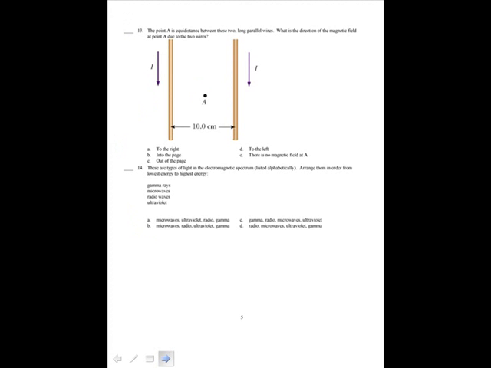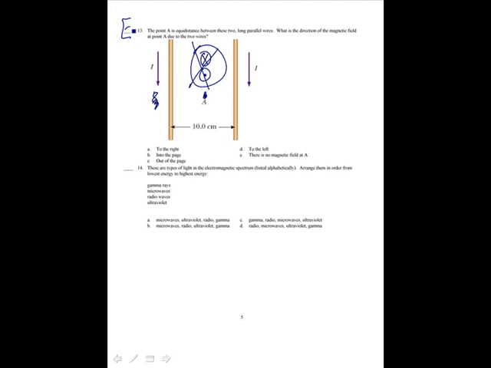Number 13, you have two wires. You want to know what is the direction of the magnetic field at a point equidistant. All right, due to this wire on the left, I make a magnetic field that is out of the page. And due to the wire on the right, I make a magnetic field that is into the page. So these two are opposite directions. They're the same magnitude, so they both cancel out and give you no magnetic field. That's option E.